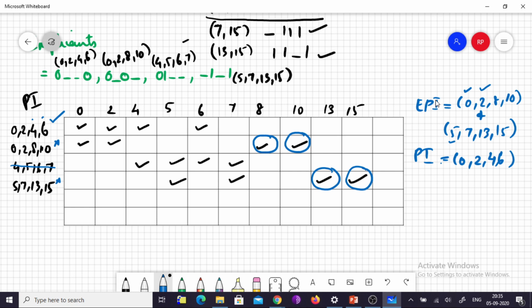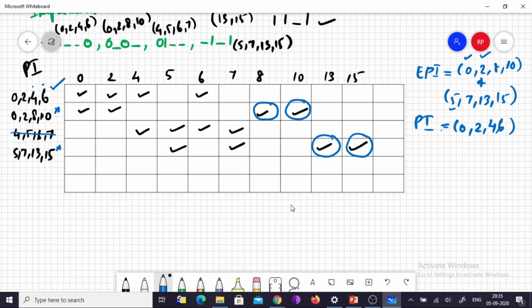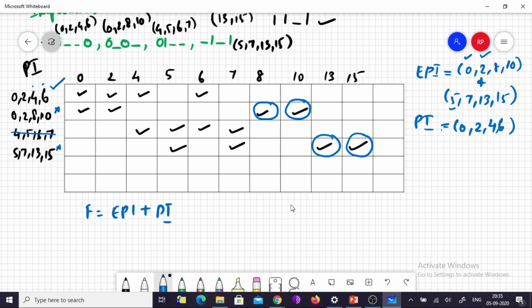So you have to repeat this process if you have any other PIs left out and check them with the already existing element to form the final solution. So in order to form the final solution, the function is given as sum of the essential prime implicants and the prime implicants. So this is equal to 0, 2, 8, 10. This is my first essential prime implicant plus 5, 7, 13 and 15. This is my second essential prime implicant. And the third one, which is my prime implicant that is selected, which is 0, 2, 4 and 6.